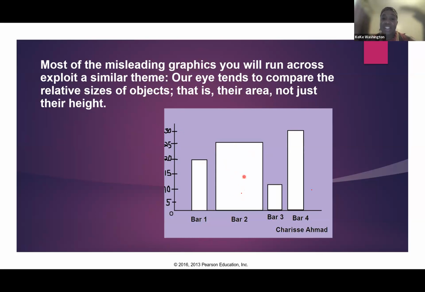But because our eyes are gravitating towards area, that's two-dimensional, when it should just be the height, which is the frequency. That y-axis tells me frequency. So when you're dealing with bar graphs, you want to make sure that your bars are the same widths. So that is another thing that could be misleading. Make sure that if you're trying to compare frequencies, the only things that are different would be the heights of the bars, not the widths.